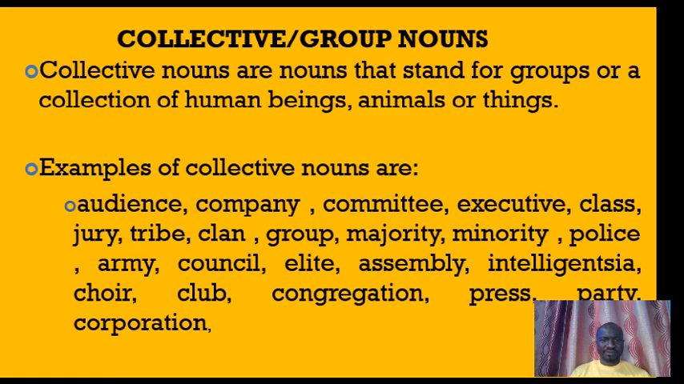Collective or group nouns. Collective nouns are nouns that stand for groups or collections of human beings, animals, or things. When we don't do this, you would have to mention everybody's name or all the items. So you put them together and then you name them. It makes it so simple. For example, we have audience, company, committee, executive, class, jury, tribe, clan, group, majority, minority, police, army, council, elite, assembly, intelligentsia, choir, club, congregation, press, party, corporation.